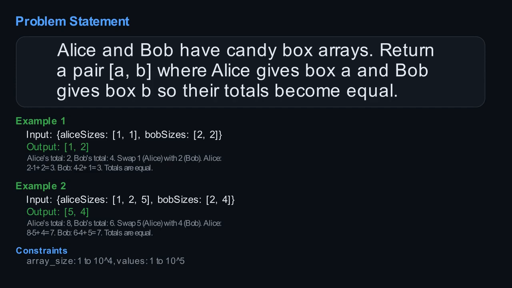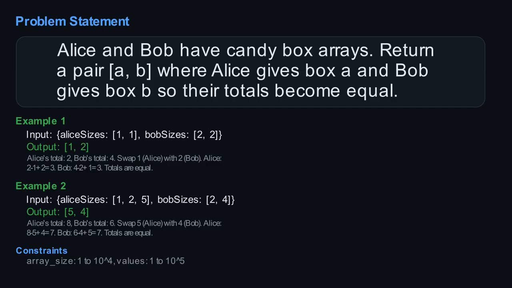Alice's new total would be her original total, 2, minus the 1 she gave away, plus the 2 she received. So, 2 minus 1 plus 2 equals 3. Bob's new total would be his original total, 4, minus the 2 he gave away, plus the 1 he received. So, 4 minus 2 plus 1 equals 3. Both their totals are now 3. So, the output for this example would be the pair 1 from Alice and 2 from Bob.